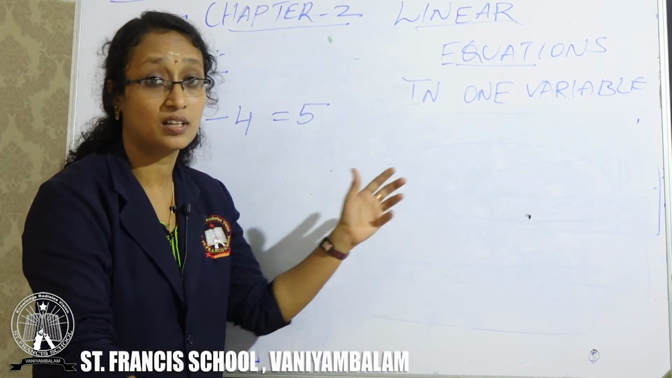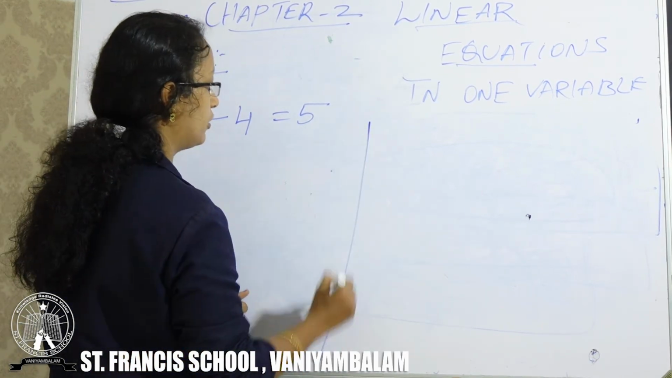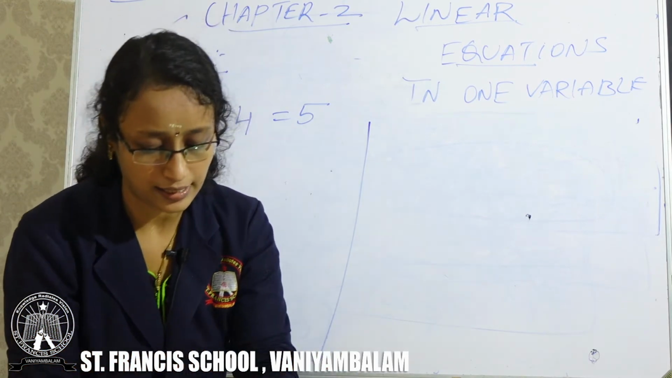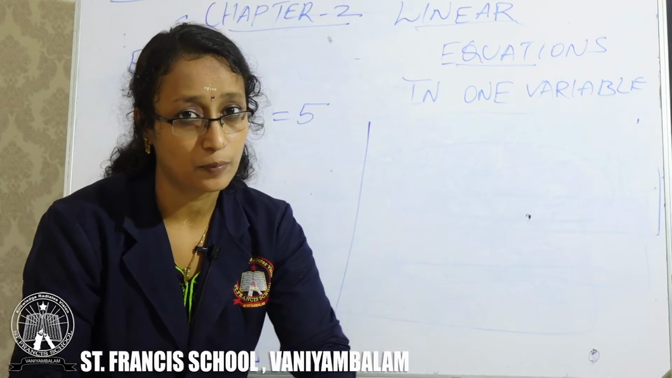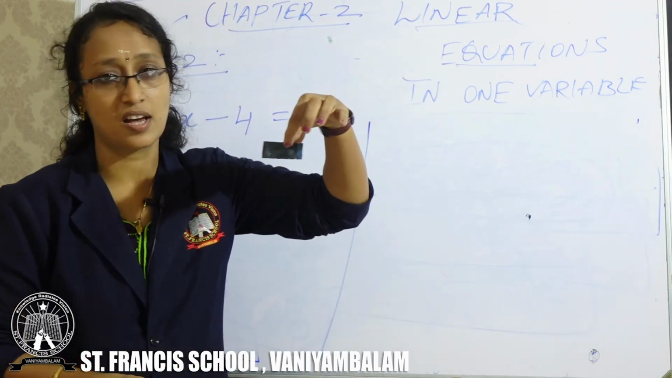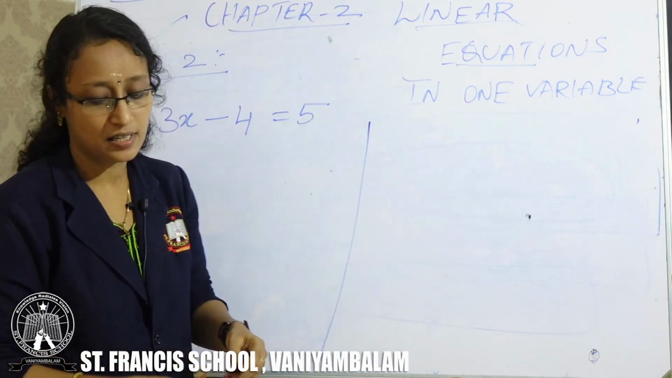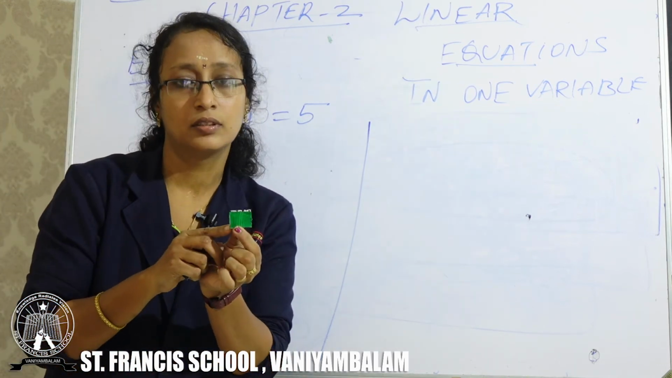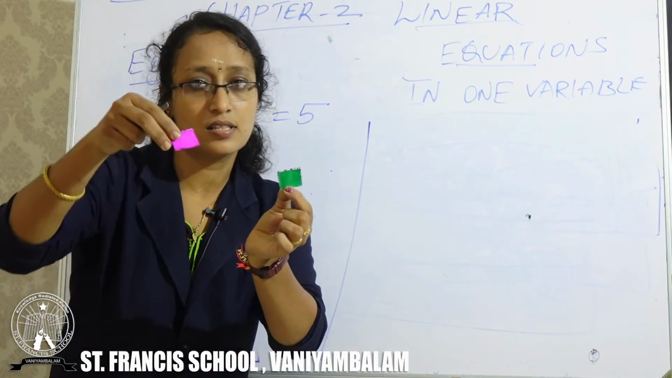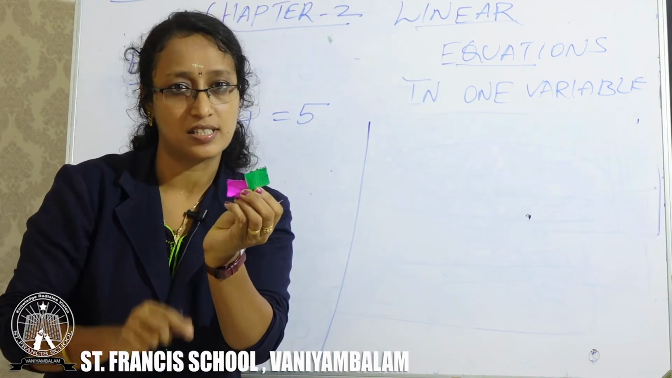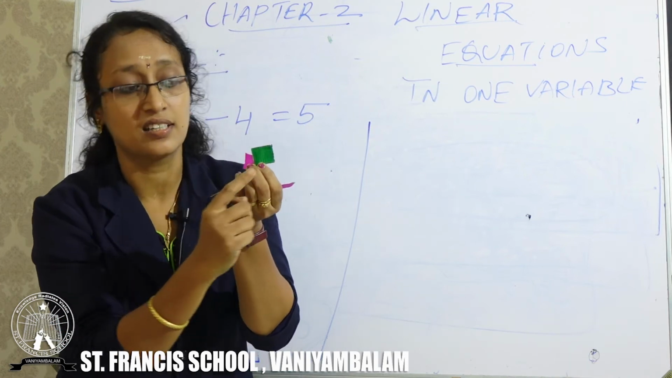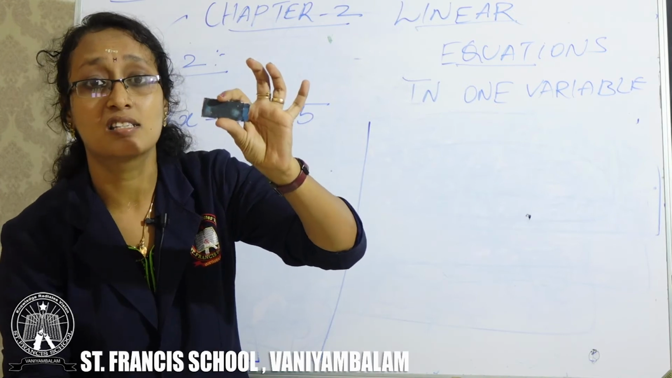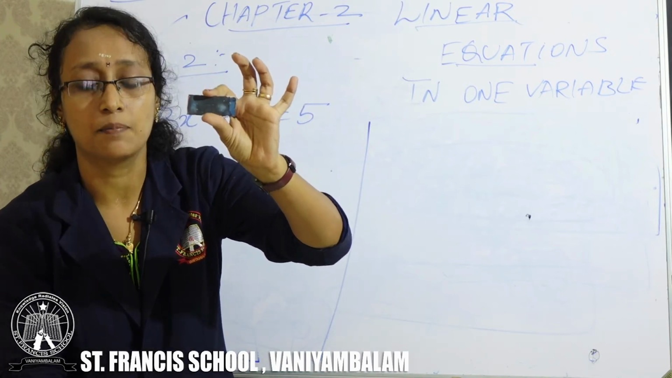Let us see using tiles also. So how will you solve this? I will explain how to solve this using tiles. I am going to paste, you know that this is your x, right? Positive x, and this is your positive constant, and this is your negative constant. Pink color is your negative constant, green color is your positive constant, and black color is your positive variable x.